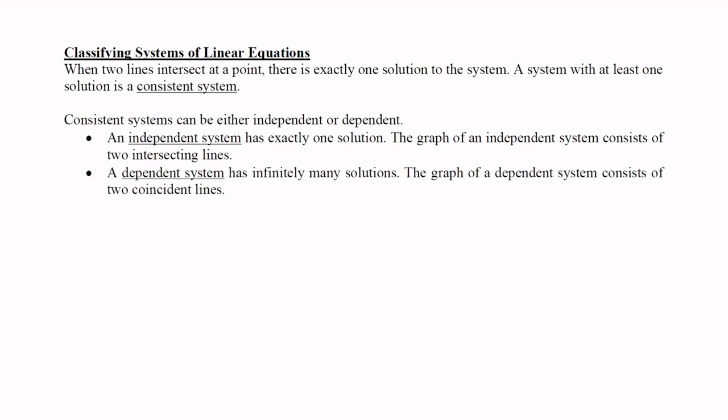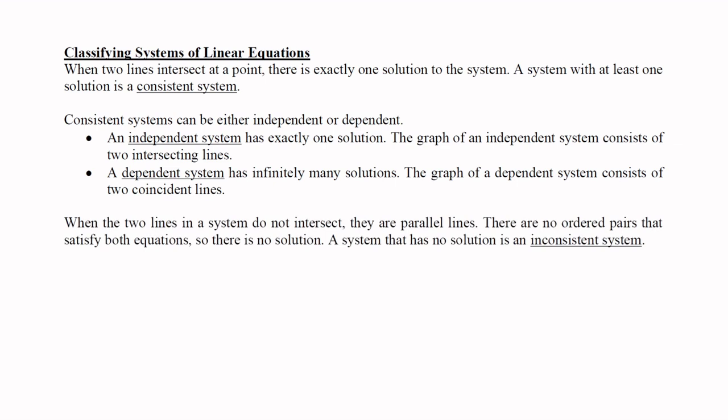A dependent system has infinitely many solutions. The graph of a dependent system consists of two coincident lines, which means one line is on top of the other, and it appears to be just one line on the graph, but one is sitting right on top of the other. So the two lines are dependent on one another. So it is a dependent system.